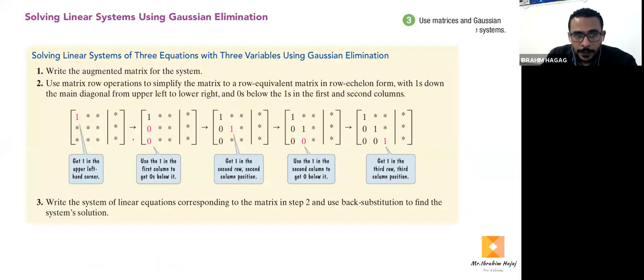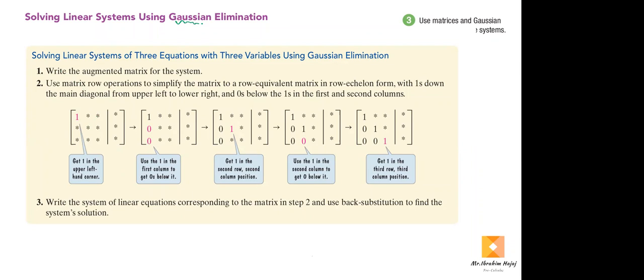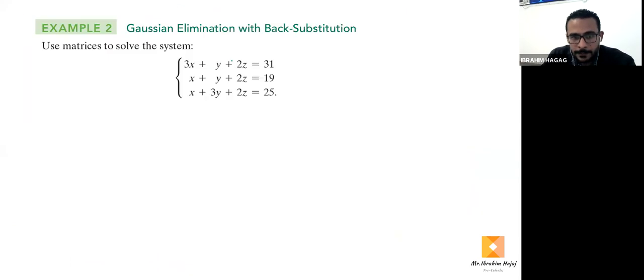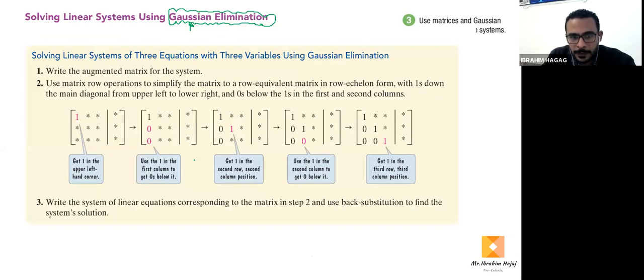In solving linear systems of 3 variables, 3 equations in x, y, and z, your goal is to find x, y, and z. We have to use this way, which is called Gaussian elimination. Write the augmented matrix, meaning convert the equations to an augmented matrix, then use matrix row operations to simplify the matrix to a row equivalent matrix.